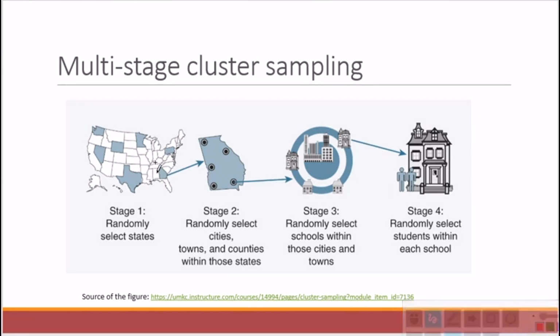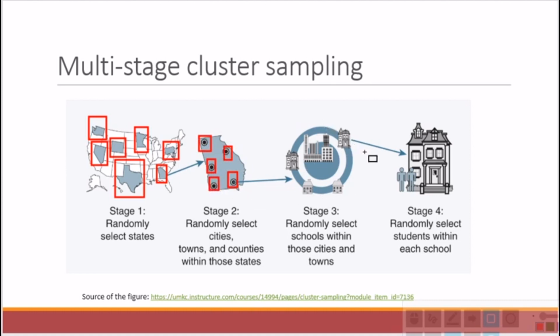So here, here, on this state, and this one, and this state. As you see, there are 7 states. Stage 3 includes the random selection of schools within each city, town, or county, within this or this. Each of them, actually.